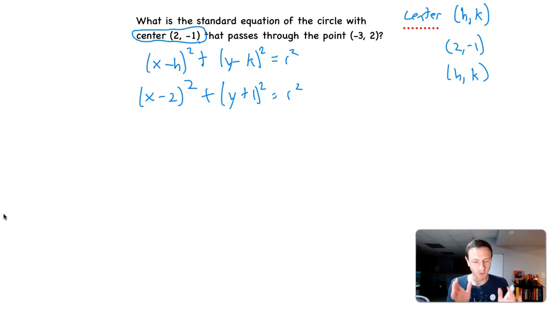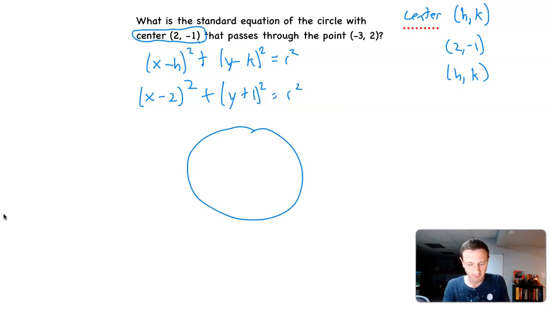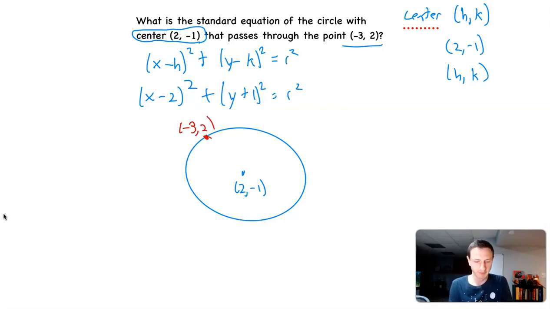Next, we want to identify what information we're given and how we go about figuring out that radius. So let me draw a circle here. Not exactly a circle, but close enough. So we have a center of 2, -1. And then we're passing through a point -3, 2. So if this is 2, -1, -3, 2, let's just call that right about here, roughly. I'm not exactly sure where it's going to be, but somewhere over here, let's say. All right. So we have that information.